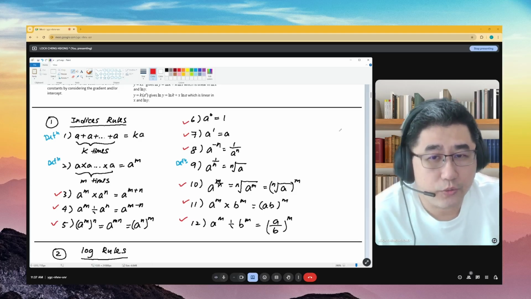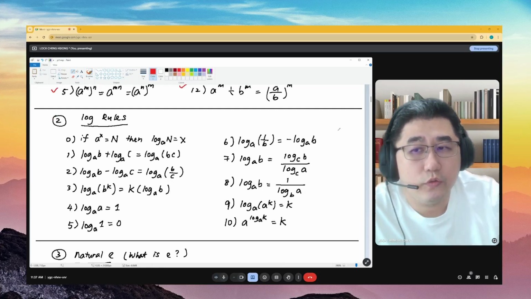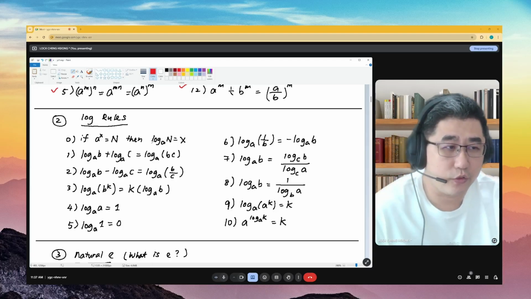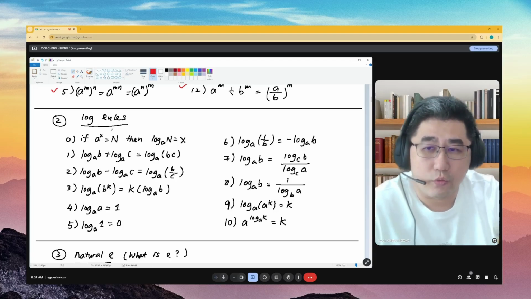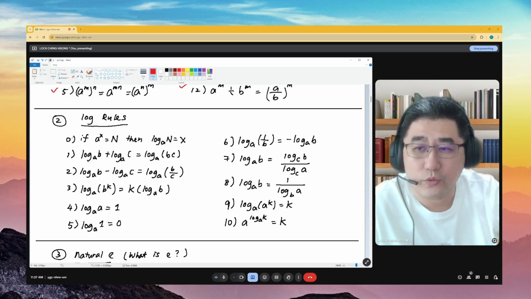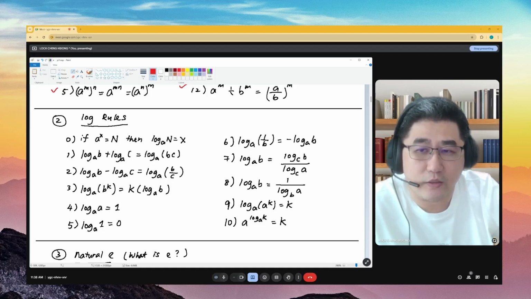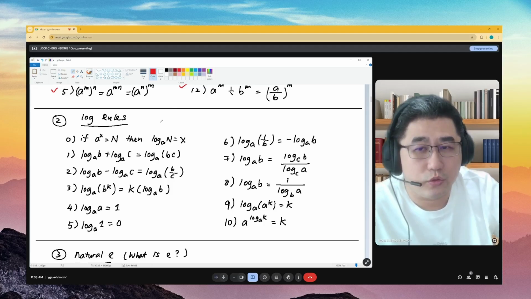So next we go for the log rules. Of course, some of you are already familiar with the rules, so let's just do a recap. Rule 0 says if a^x equals n, then log_a n equals x. Some students have difficulty remembering this, because they may write the position of the a, x, and n wrongly. In order to avoid that, there is an easy way to memorize it.